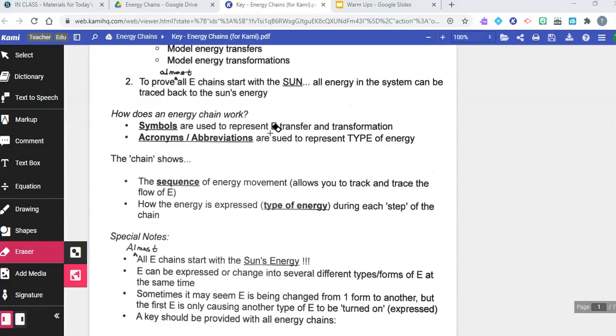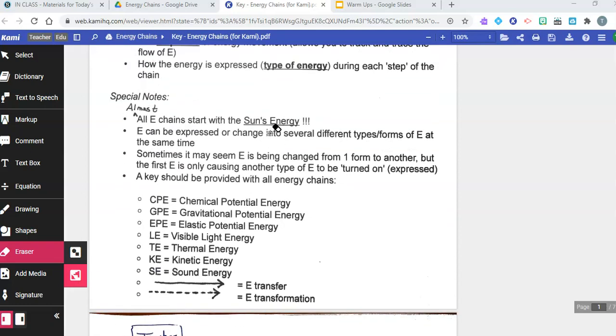We will use symbols and abbreviations in energy chains. So the first symbol that you need to know is something that you're already familiar with. It is a solid arrow, which represents energy transfer, energy leaving one object and going into another. And then we'll use a dashed arrow to represent energy transformation. Now remember, convert or conversion is a synonym for transform or transformation. And that means that energy is changing from one form into another.